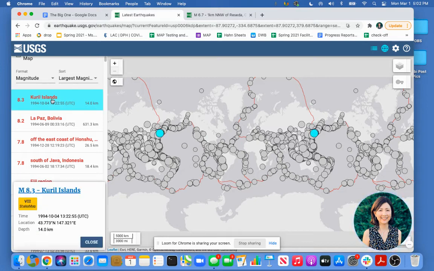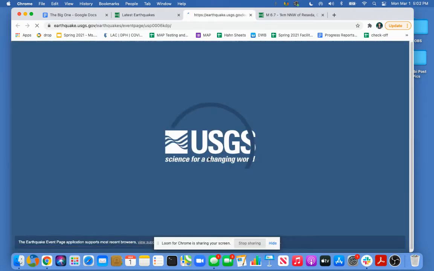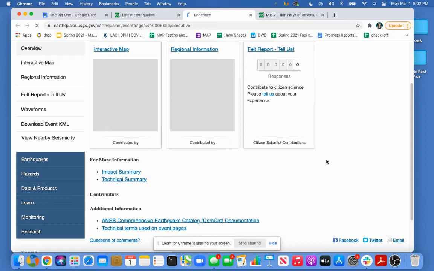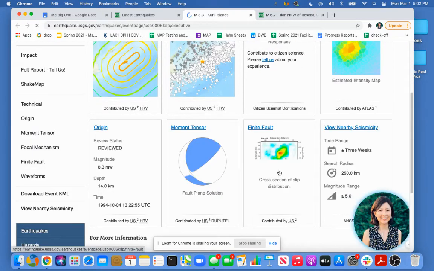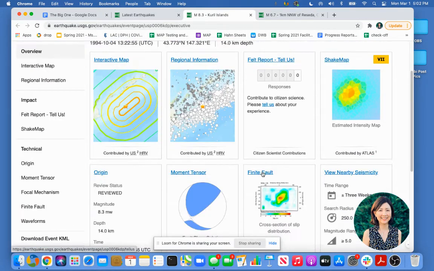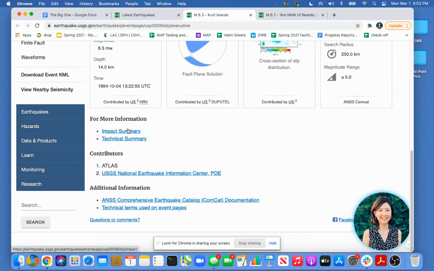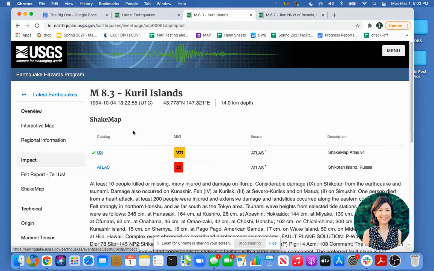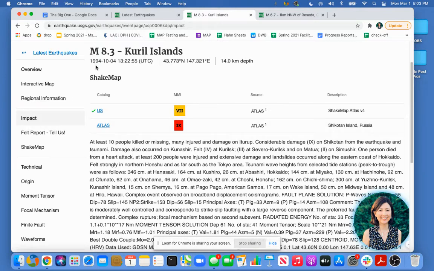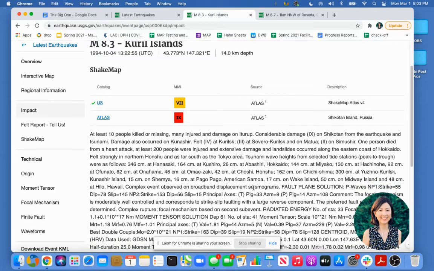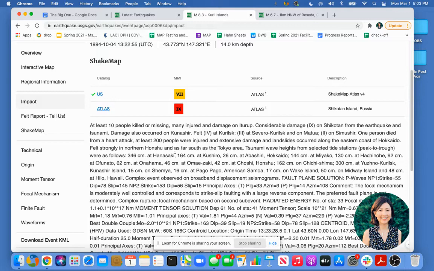Kind of curious because if they're sort of off the coast or on these islands, they might not create as much damage if nobody lives there. So here, let's take a look at the impact summary. Okay, well, it was a huge earthquake. 10 people were killed or missing. Okay, and it gives, oh, this was off the coast. And it created a tsunami.